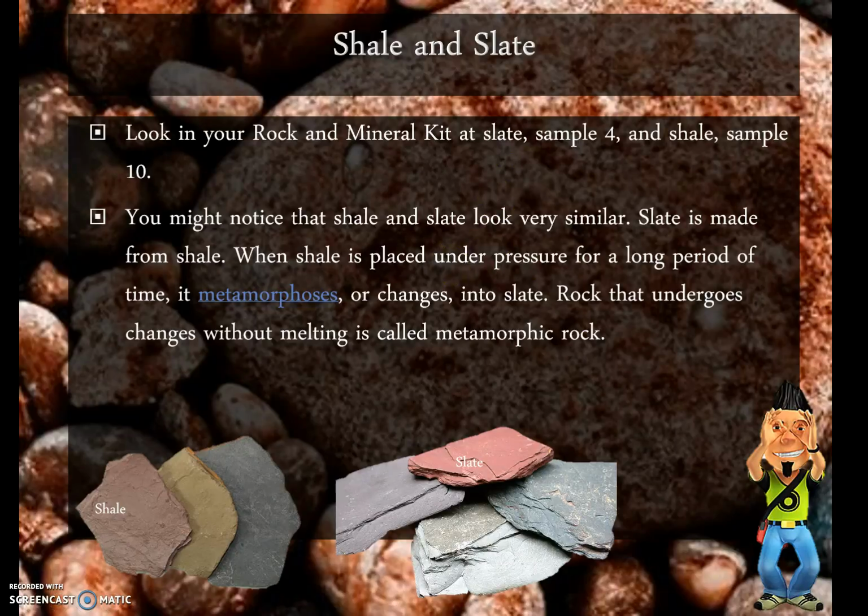Rocks that undergo change without melting are called metamorphic rock, because if it melts, then you would have magma, and that would form an igneous rock. So the rock has to undergo great heat and pressure, but not melt.